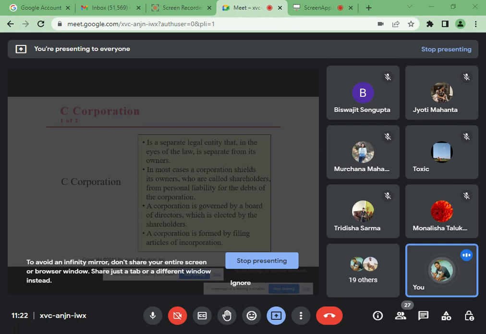A C corporation is a separate legal entity that in the eyes of the law is separate from its owners. In most cases, a corporation shields its owners, who are called shareholders, from personal liability for the debts of the corporation. A corporation is governed by a board of directors, which is elected by the shareholders. A corporation is formed by filing articles of incorporation.